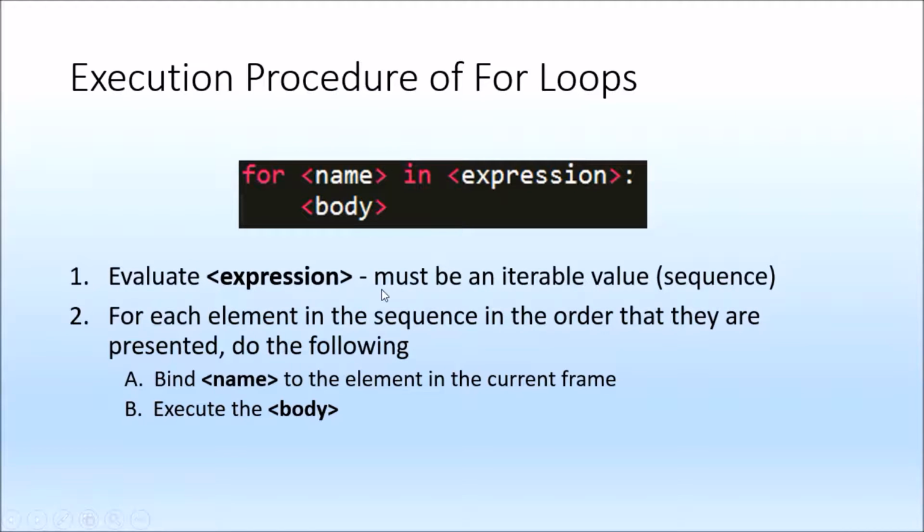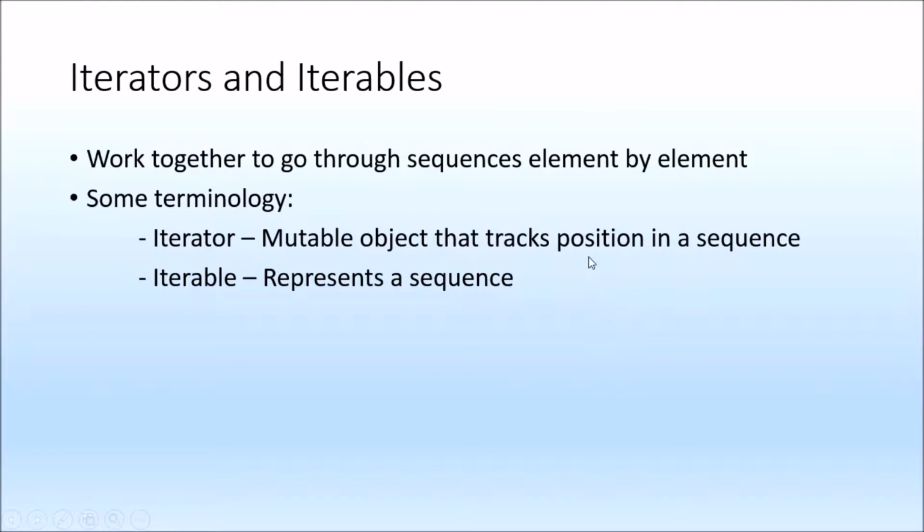So the main topic with that is, remember I said the first thing we do is we evaluate the expression. Okay, it must be an iterable value. And I just briefly glazed over this, but today we're going to figure out what exactly is an iterable value. So when we're talking about iterable values, we're basically talking about two types of things, iterators and iterables. And iterators and iterables on a high level work together to go through sequences element by element. So basically they build the functionality of the for loop.